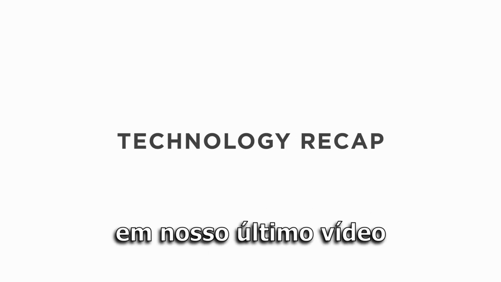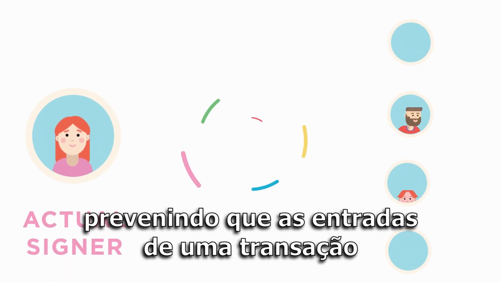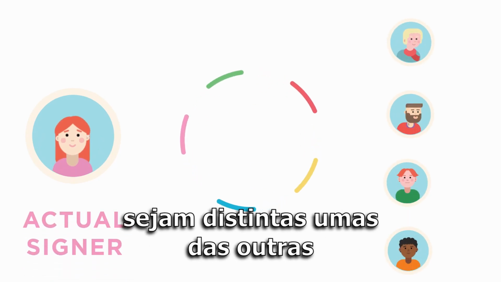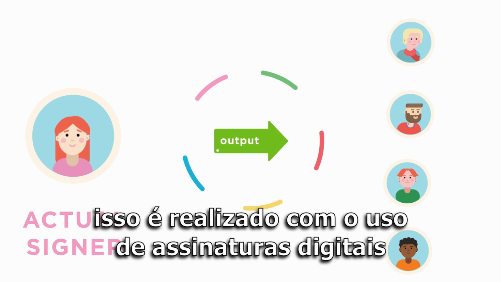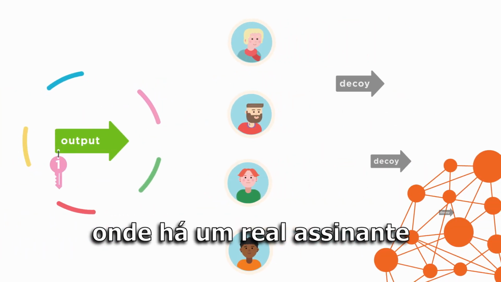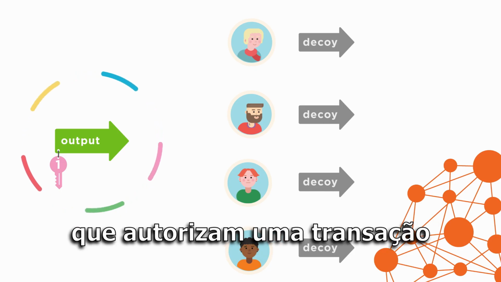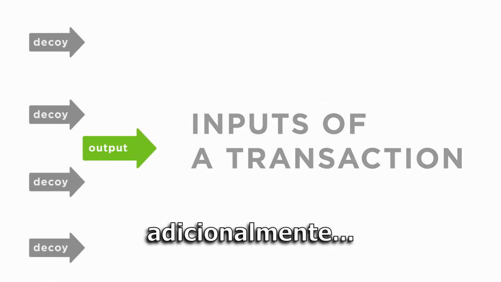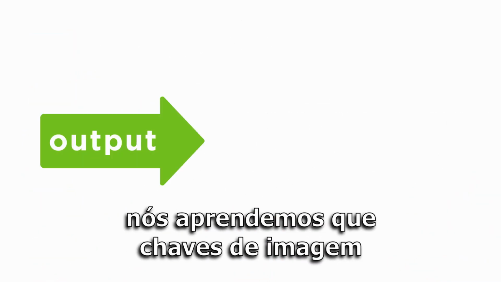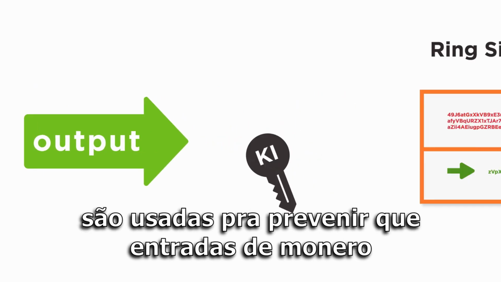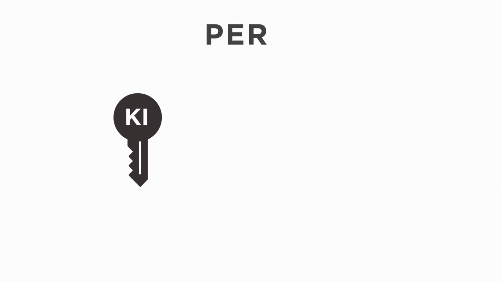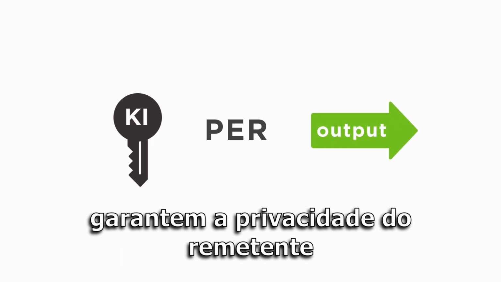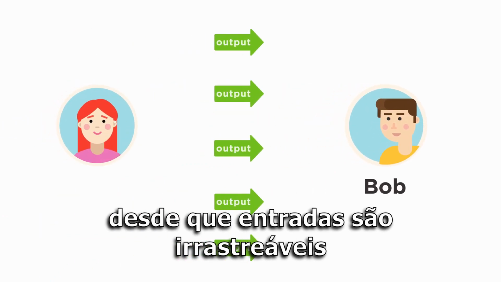In our last video, we illustrated how Monero ring signatures protect senders' privacy by preventing transaction inputs from being distinguishable from one another. This is accomplished by the use of digital signatures, where there is an actual signer hidden among multiple ring members to authorize a transaction. Additionally, we learned that key images are used to prevent Monero inputs from being spent more than once. Ring signatures ensure privacy of the sender, since inputs are untraceable.